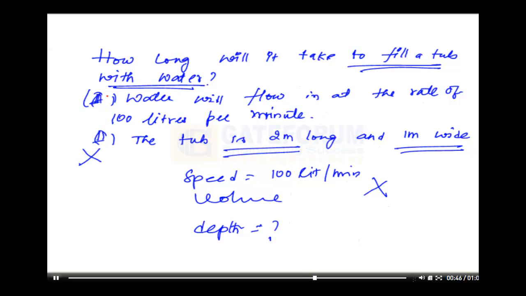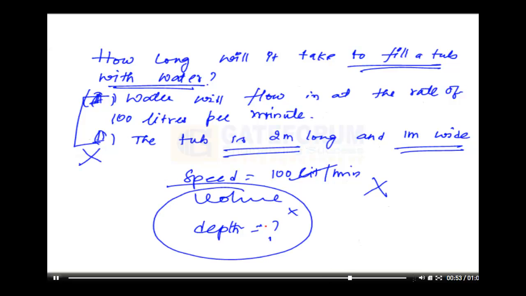Now let us combine. From statement 1 we know the rate, but when it comes to statement 2 we cannot find the volume because depth is unknown. So as we don't know depth, we cannot find the volume. If we don't know the volume, we cannot find the time taken to fill the tub.